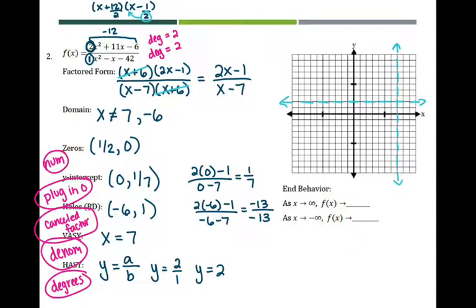Your asymptotes are lines that your graph is going to approach. They may not touch them, they may not cross them, but they are going to approach them, so it kind of guides us as to what our curves are going to look like.